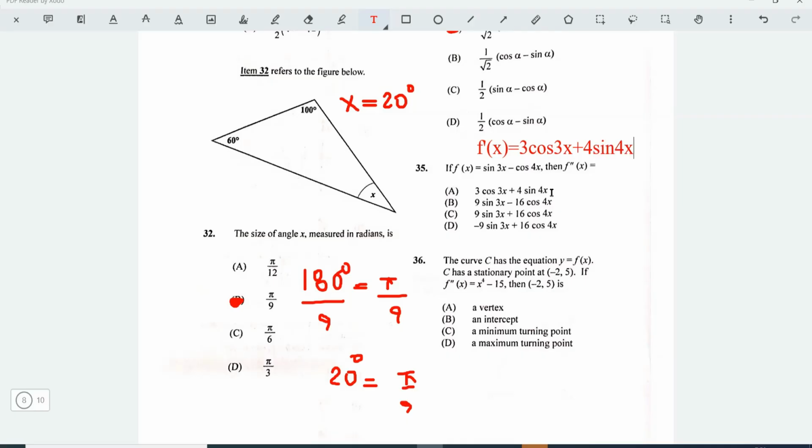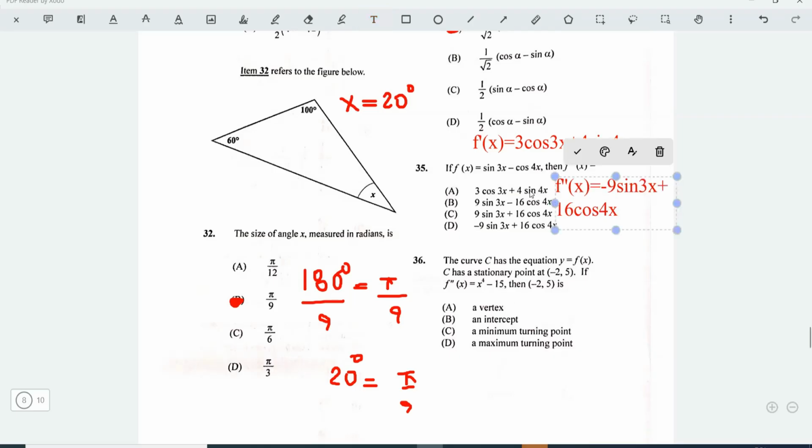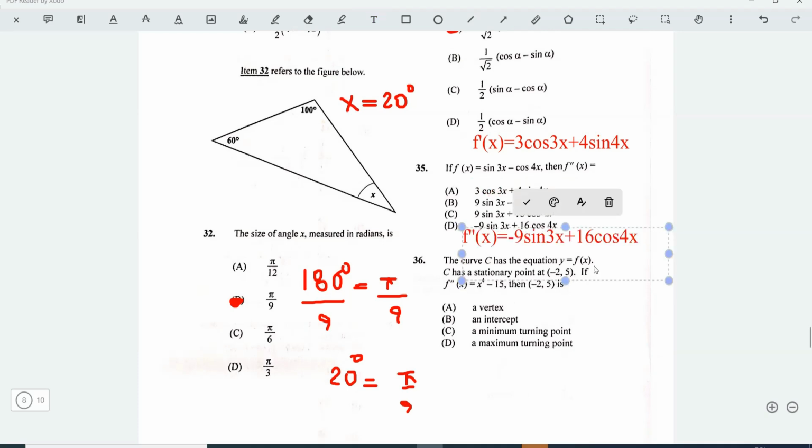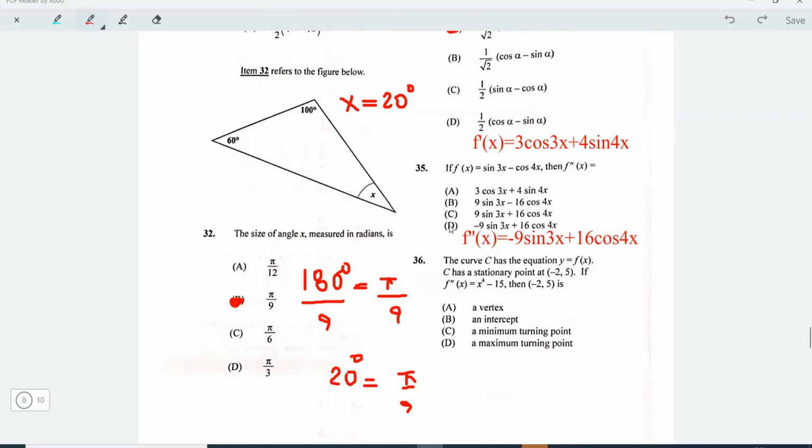Then you need to differentiate this again. So f double prime of x is going to be equal to, when you differentiate cos, you get minus sine, so we get minus 9 sine 3x. You'll get plus 16 cos 4x. That's what we get. Easy. This is the answer, so we check which option gives this. Minus 9 sine 3x plus 16 cos 4x is this right there.